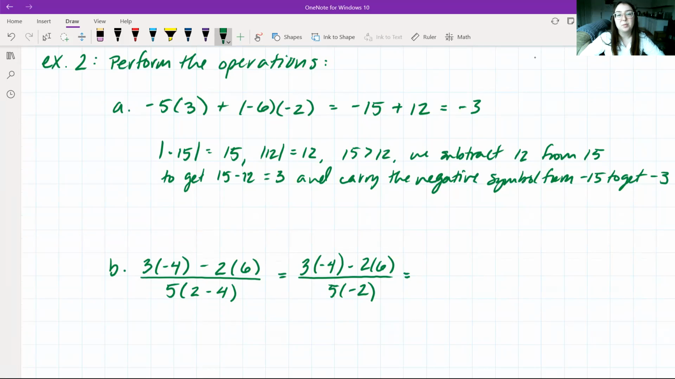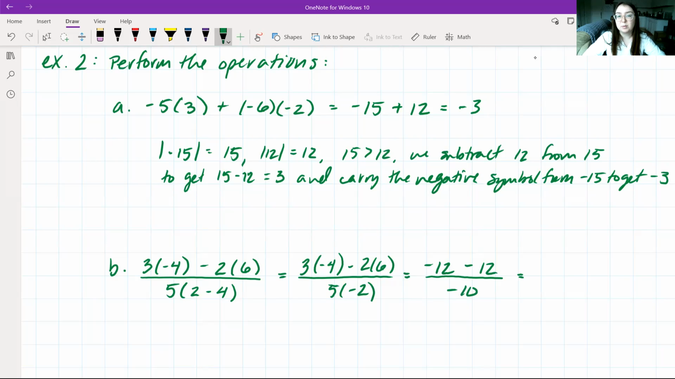So now we want to solve our numerator and our denominator separately. So 3 times -4, we have a positive number times a negative number. So we're going to end up getting -12. Then we have minus 2 times 6. And 2 times 6 is just 12. They're both positive, so we end up with a positive number. Then in our denominator, we have 5 times -2. Since 2 is negative and 5 is positive, our answer is going to be -10.